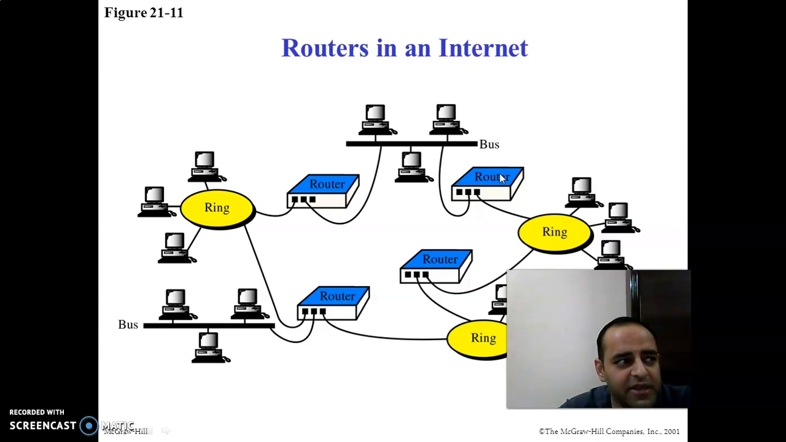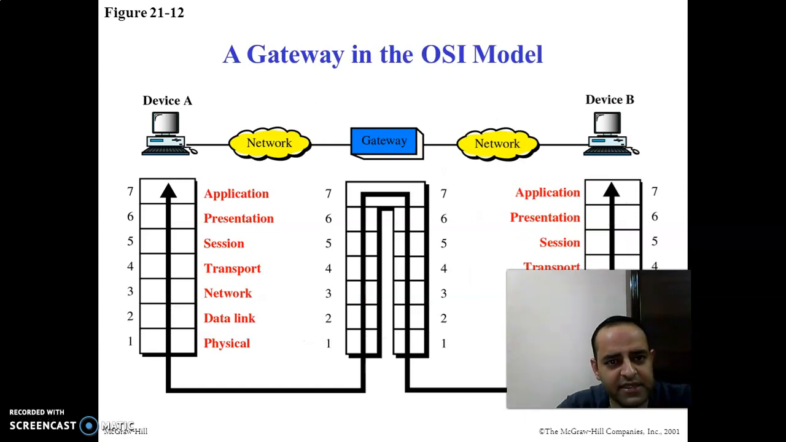And the basic idea of a router is to find the shortest path, of course. And shortly we are going to see the various routing techniques. A router is a device which needs to find the shortest path from any source to any destination computer. So the next device we have is the gateway device.